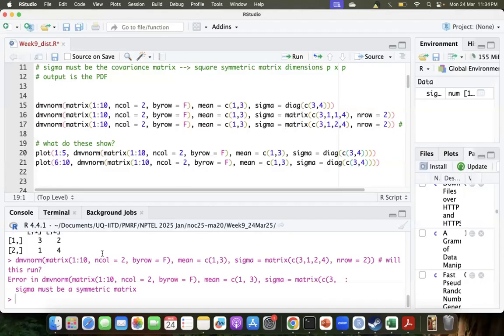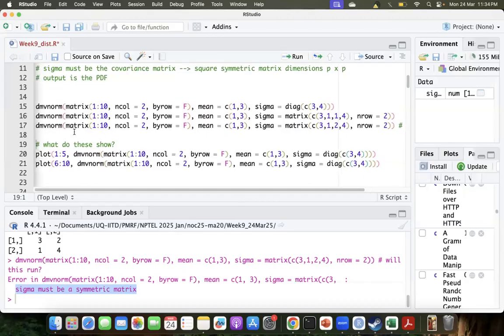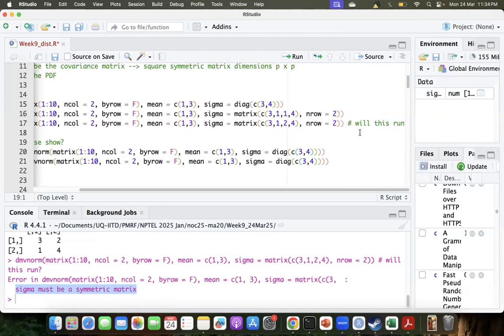So it does tell you that sigma has to be a symmetric matrix. While you can give it any value that you want, it has to make sense. So this is one of the restrictions. It has to be a square matrix, and as such it has to be a symmetric square matrix. Okay.